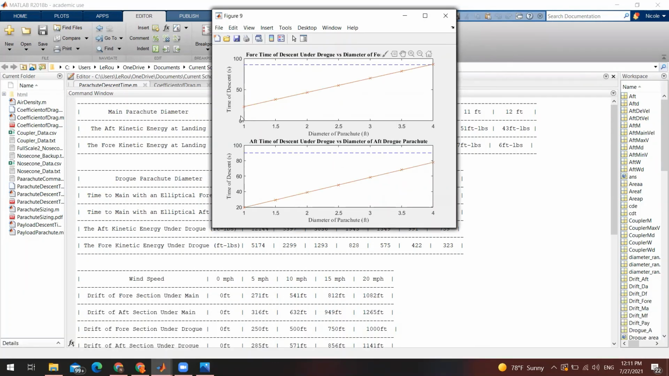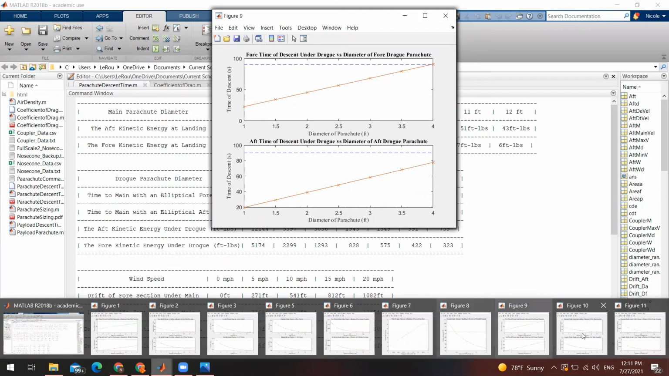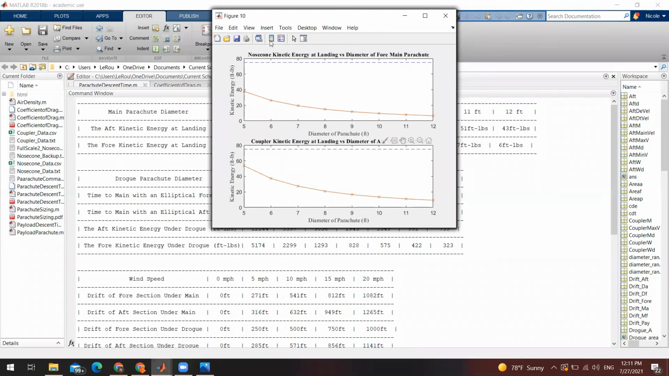So this figure shows the time of descent under the drogue versus the diameter of the drogue chute. So this paired with the time of descent under main shows the full time of descent. But it also shows that, with the really, really big drogue, we would be hitting that descent time just under drogue, which we would not be able to do. The nose cone kinetic energy at landing versus the diameter of the 4, and then the same for the coupler. So this just shows what size parachute we need to stay within that kinetic energy at landing for the 4 section, and for the nose cone and the coupler.